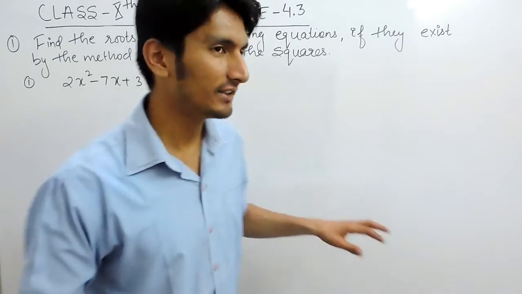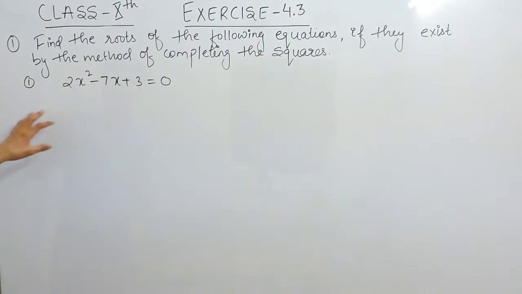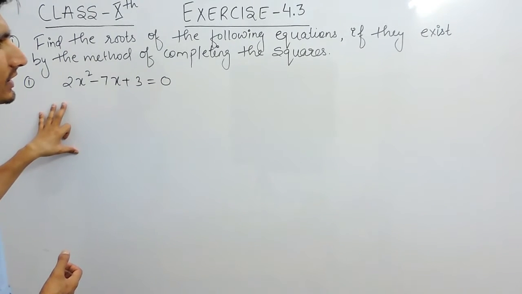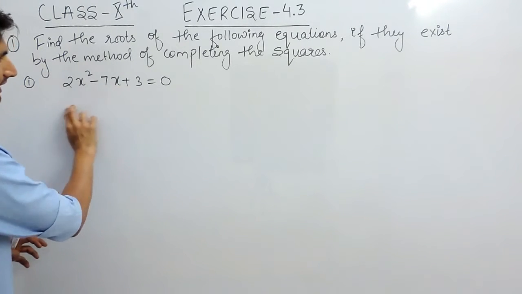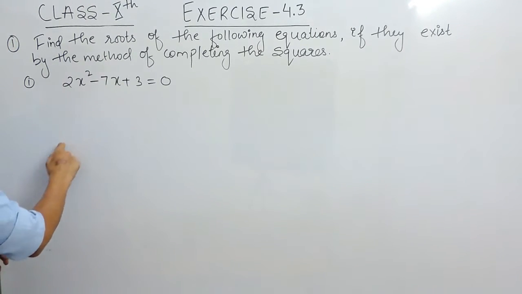Hello everyone, in this video we are going to solve question number 1 of exercise 4.3. In this question you have to find the roots of the following equations if they exist by the method of completing the square. Means you have to factorize this and find the roots by the method of completing the square.